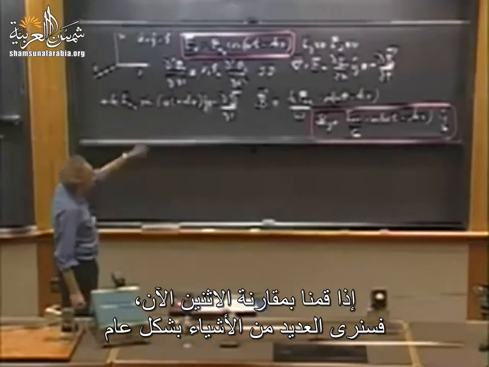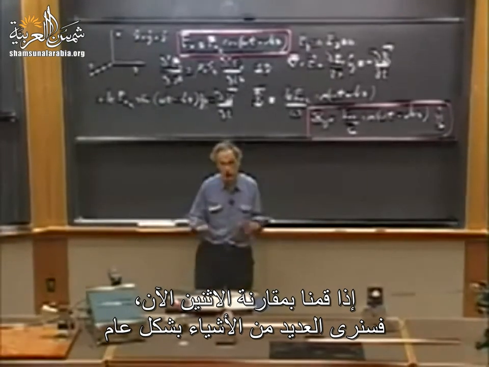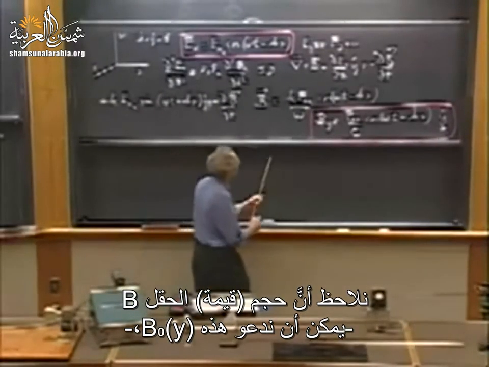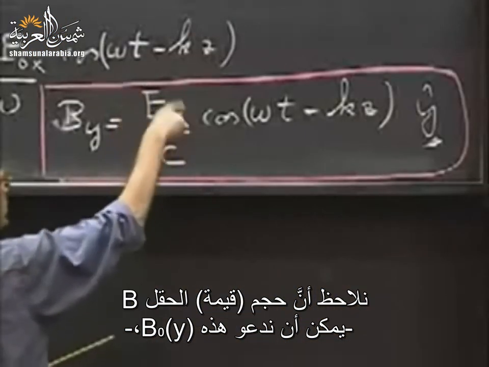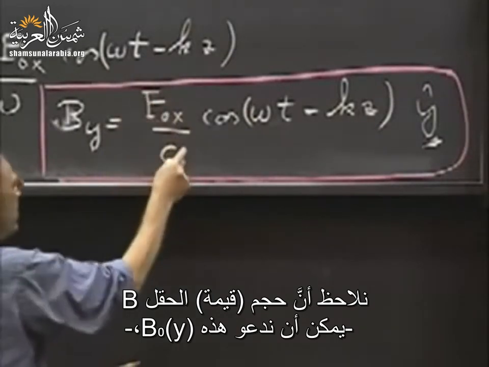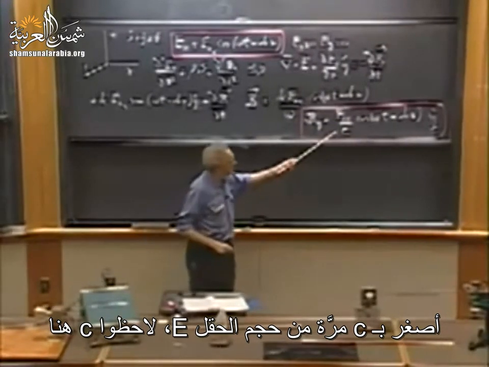So if we compare the two now, you see several things which hold in general. And that is, you see that the magnitude of the B field, you can call this B0y, is c times lower than the magnitude of the E field. You see this c here.